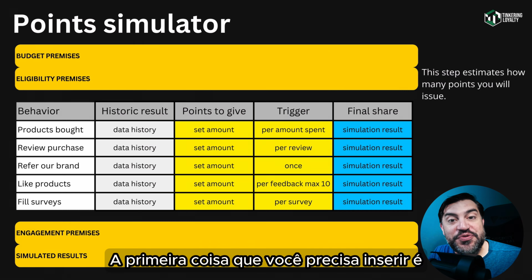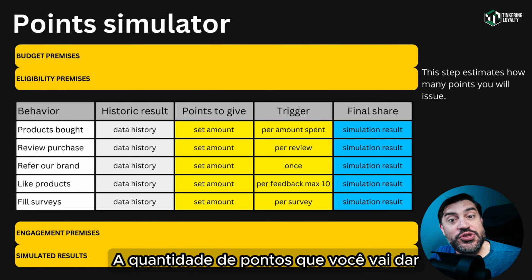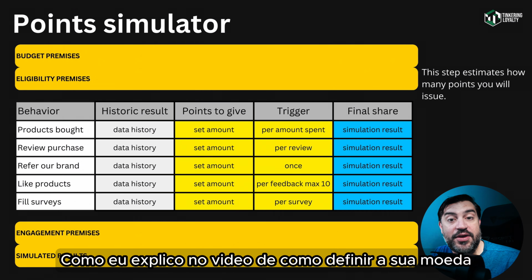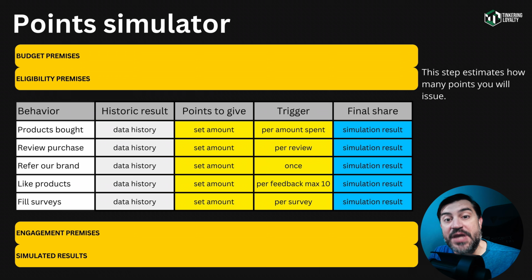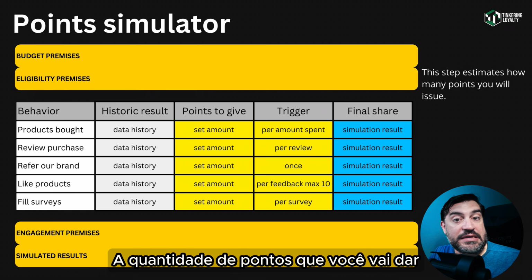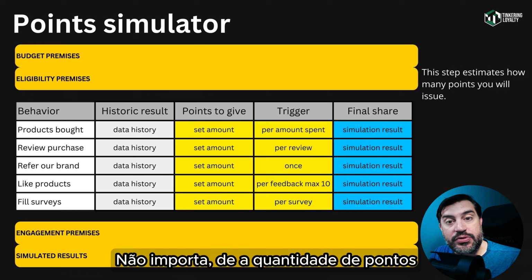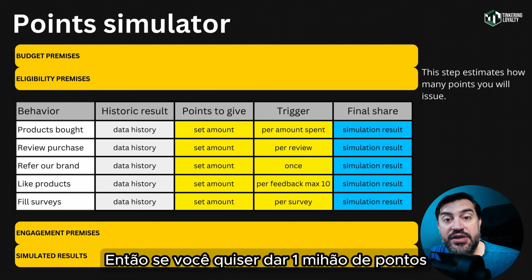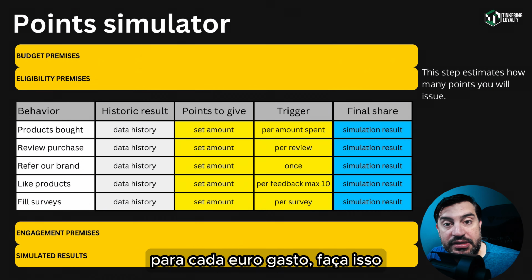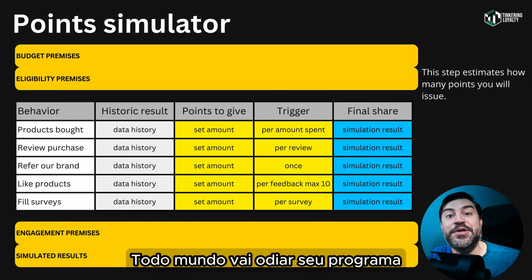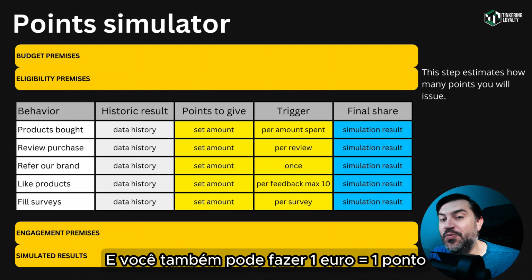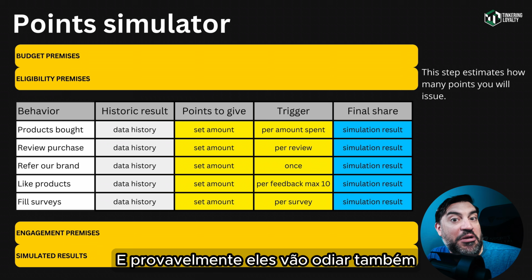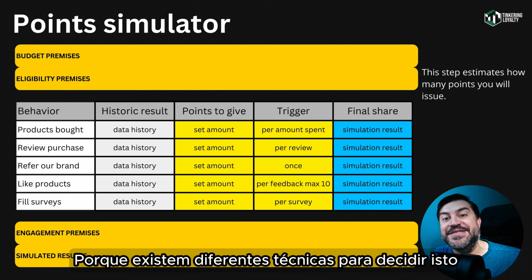The first thing that you need to input is the amount of points you will give. As I explained in how to define your loyalty currency, the amount of points that you are going to give doesn't matter. You need to put an amount of points that will be easy to communicate. So if you want to give 1 million points for each euro they spent, do it. Everyone will hate your program, but you can do that. And you can also do 1 euro, 1 point. And probably they will hate as well, because there are different techniques to decide this.